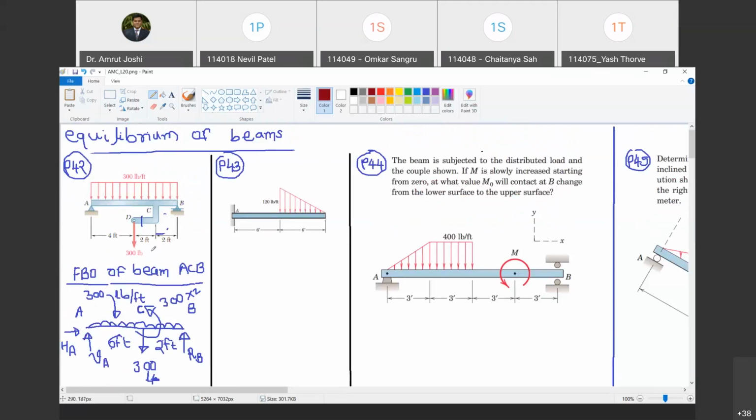So we have to replace this UDL. Are you with me? So how do we replace it? By the area under it. So what is the area? So I am going to replace this UDL by a point load. What is the area? 300 multiplied by 8 feet. Do you agree with me?